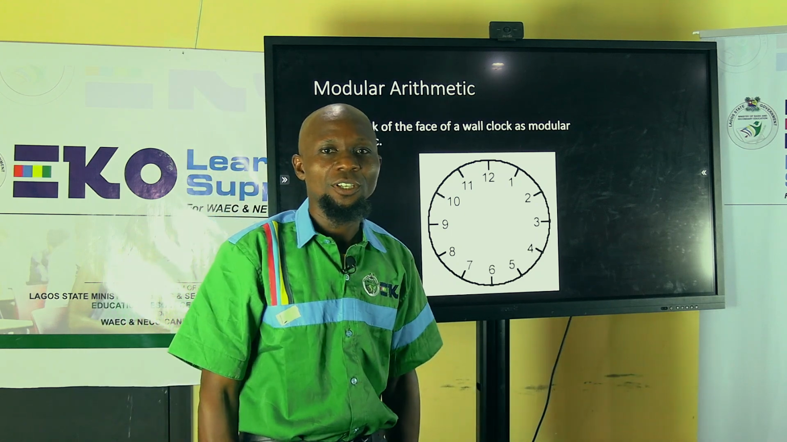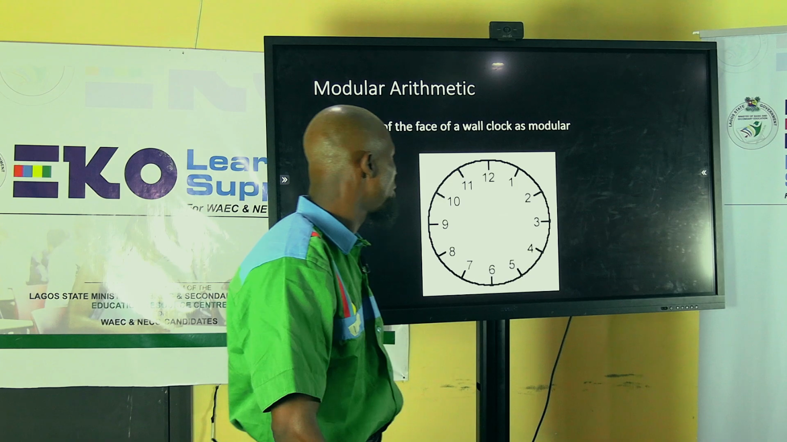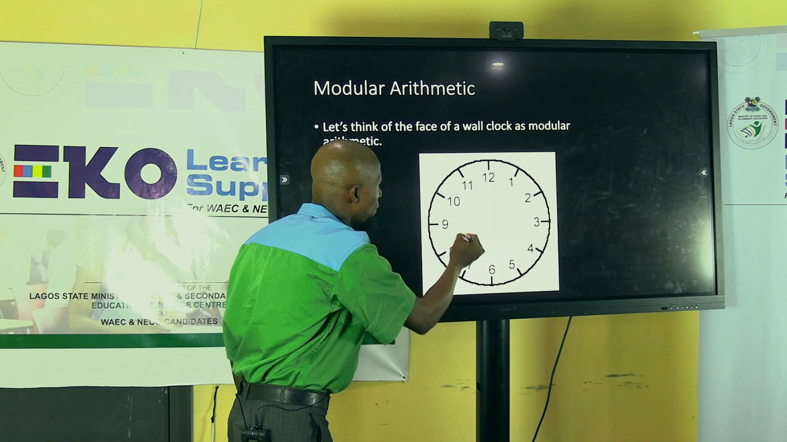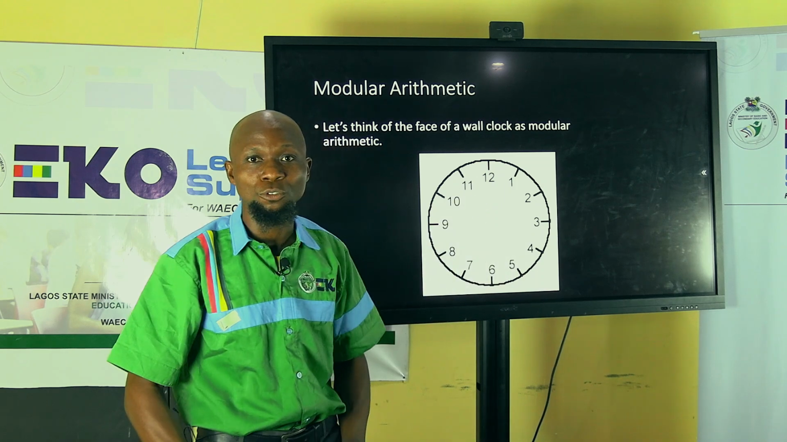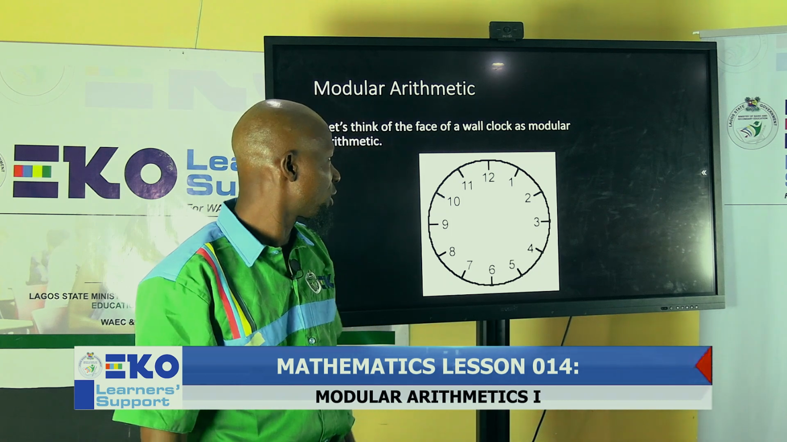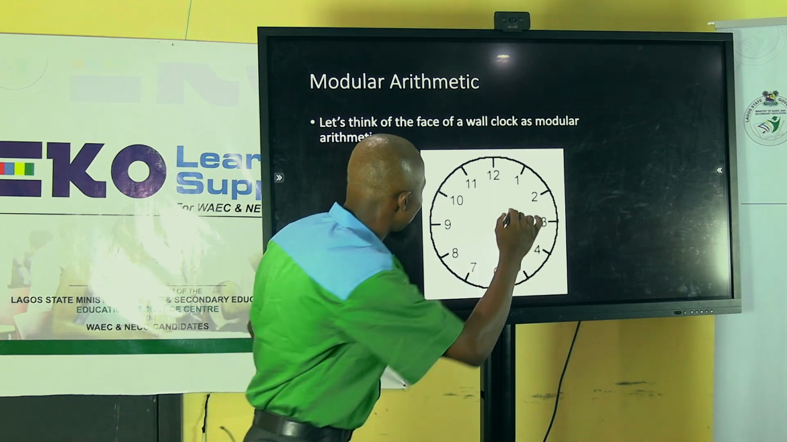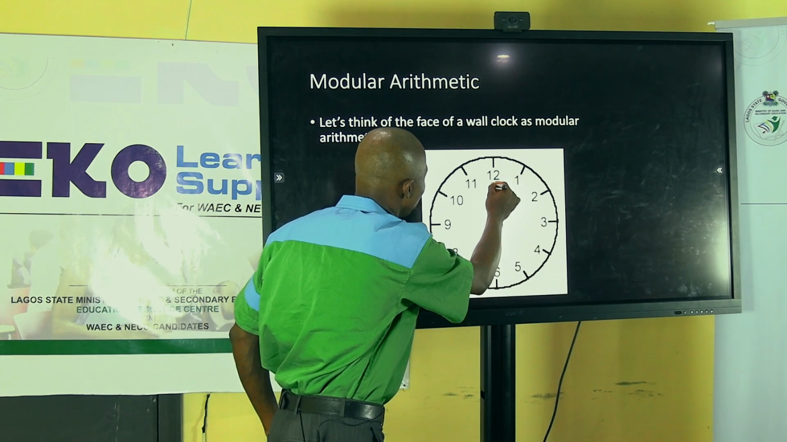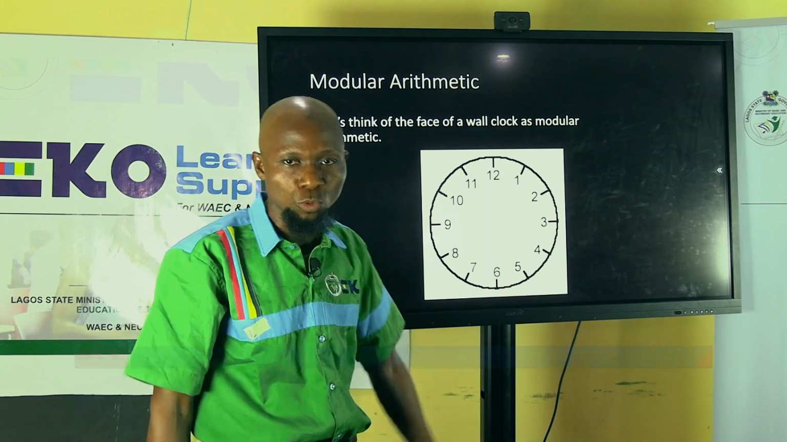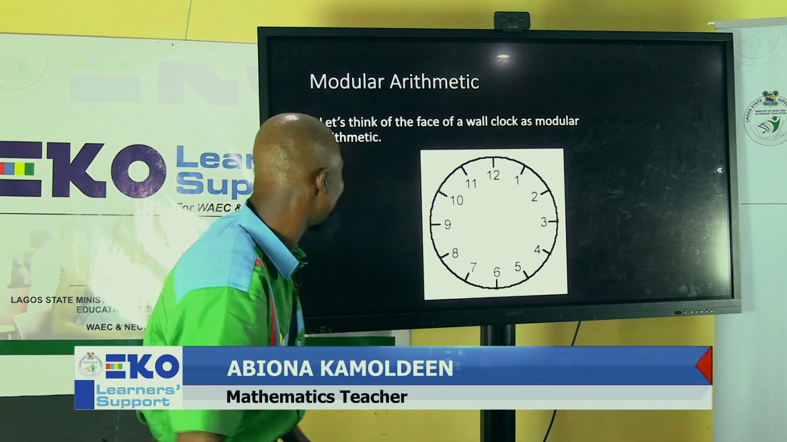So, modular arithmetic. Let's look at the face of a wall clock as modular arithmetic. We realize that it moves around 1, 2, 3, 4, 5, 6, 7, 8, 9, 10, 11, 12, and after 12, we should have 13 o'clock. But we move to what? 1, 2, and so on. In fact, we have up to 24. When we get to 24, it should move to 25, but instead of 25, it goes back to 1 o'clock. So in that case, we are talking about modular arithmetic.